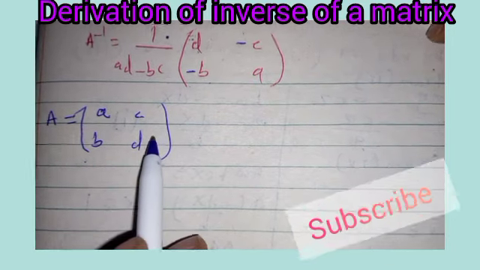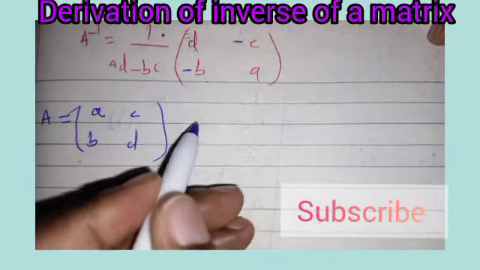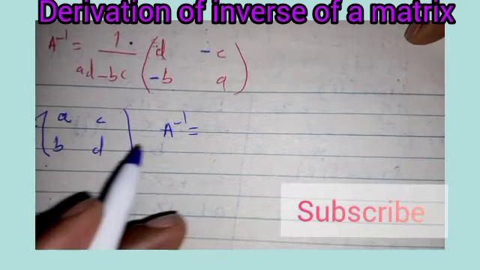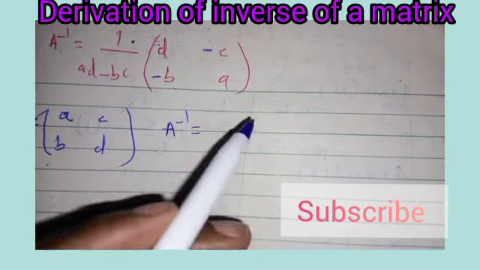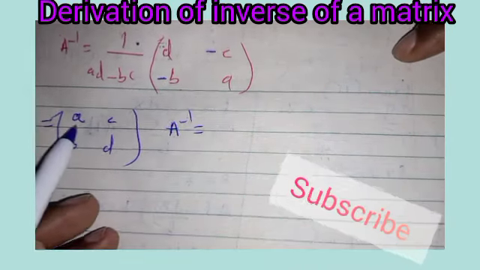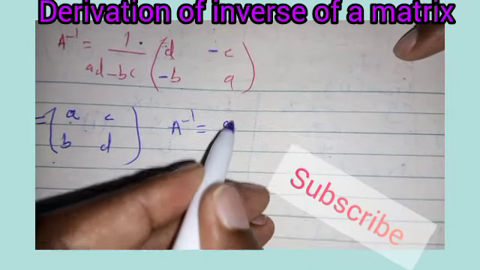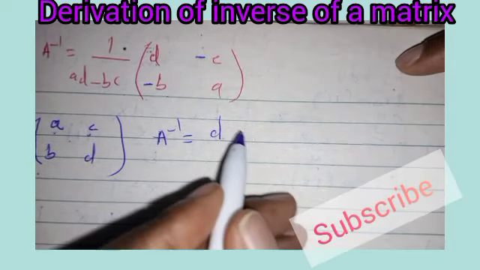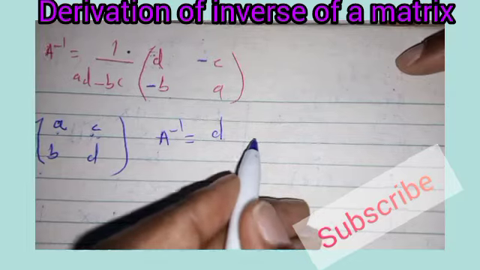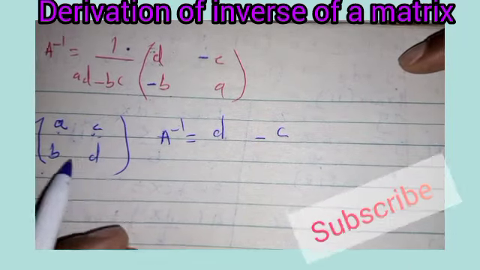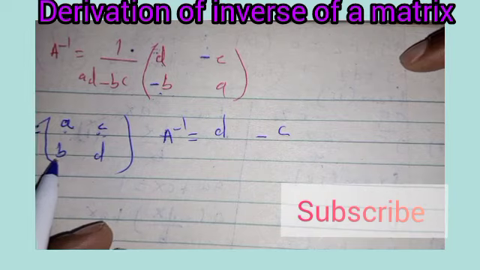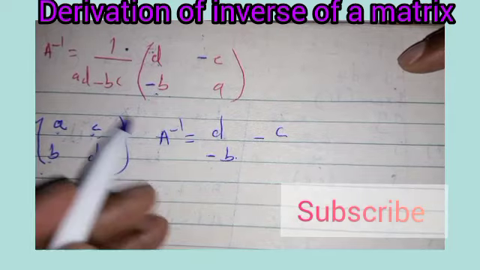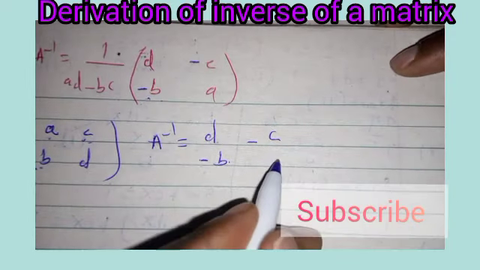You can see clearly what has happened in A inverse, through all that long process: we have interchanged the elements on the main diagonal, or the leading diagonal. Where you have a, we have interchanged it with d. And where you have c, we have changed the sign. When it was positive, now it has become negative, minus c. Where you have b, we have also changed the sign, and now it has become negative b. And where you had d, it has become a.